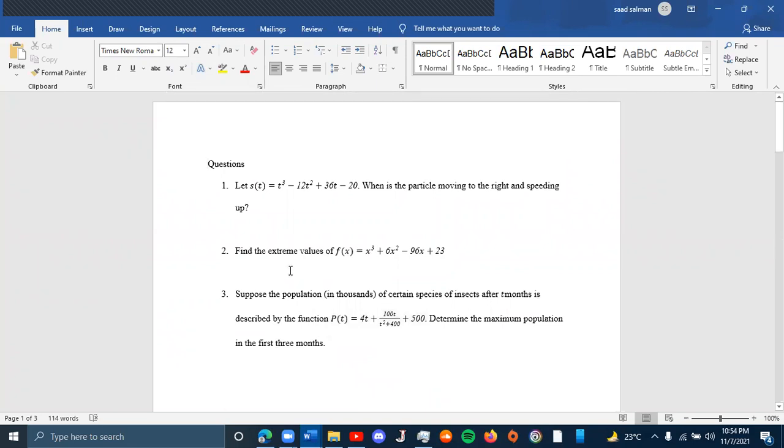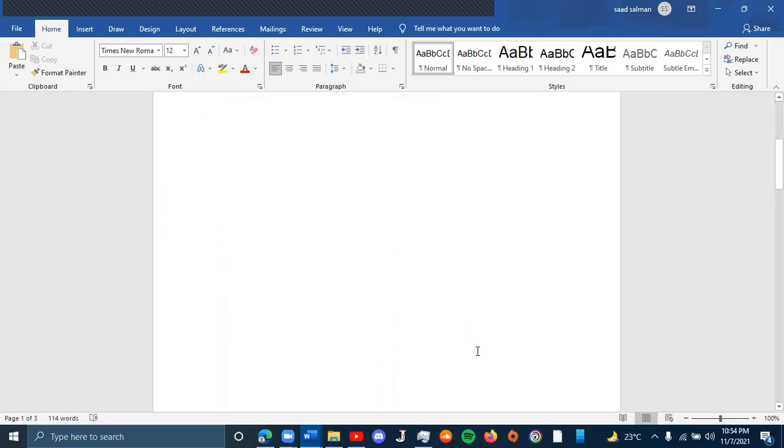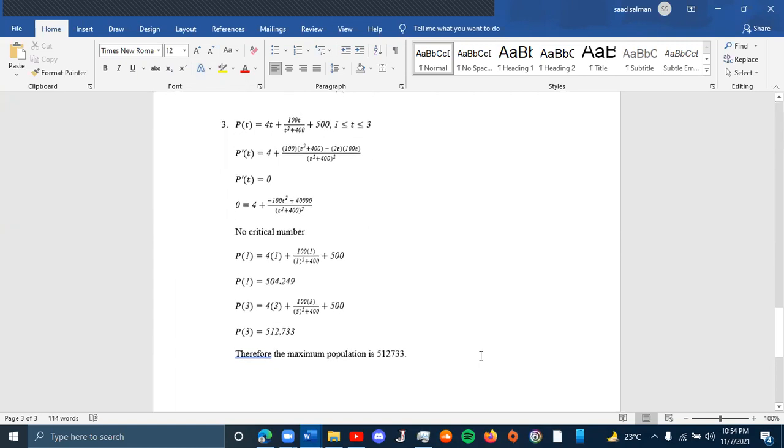Let's move to question number 3. Suppose the population, in thousands, of a certain species of insect after t months is described by the function P(t) = 4t plus 100t over t squared plus 400, plus 500. Determine the maximum population in the first 3 months. We'll start with the basic equation, which would be P(t) = 4t plus 100t over t squared plus 400 plus 500, with 1 less than or equal to t less than or equal to 3.